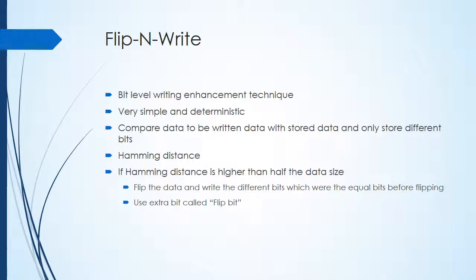The flip and write improves upon the data comparison writing by using the Hamming distance. If the Hamming distance is higher than half the byte size or the data size, then we're going to flip the data and reduce the Hamming distance to smaller than the half size. And then we're going to use an extra bit called the flip bit to indicate whether the data stored at the memory is flipped or not.